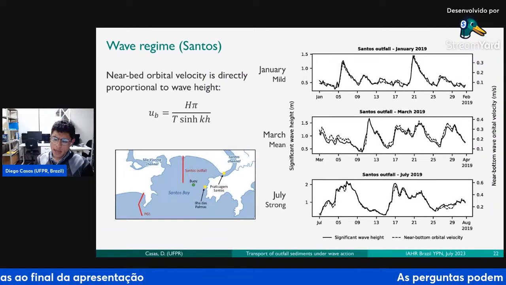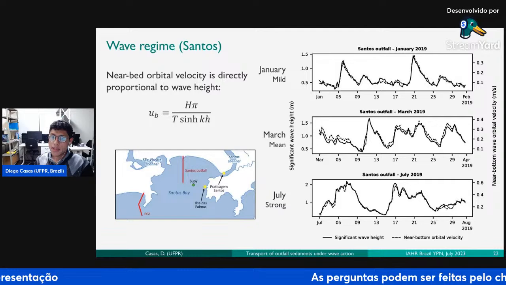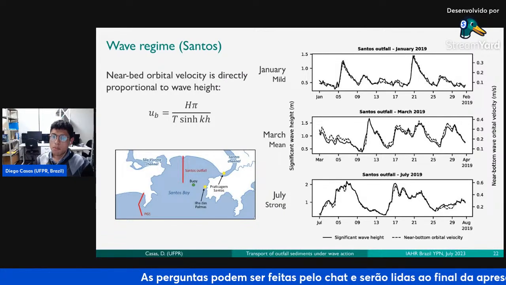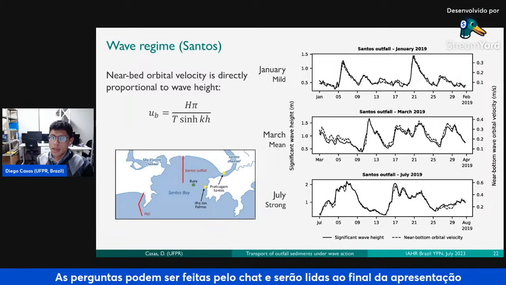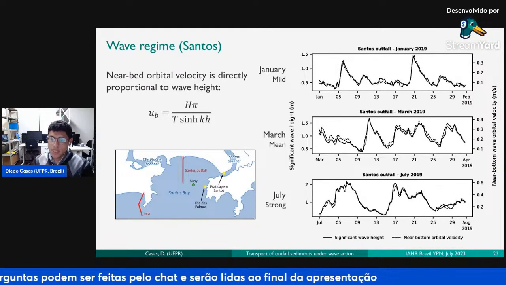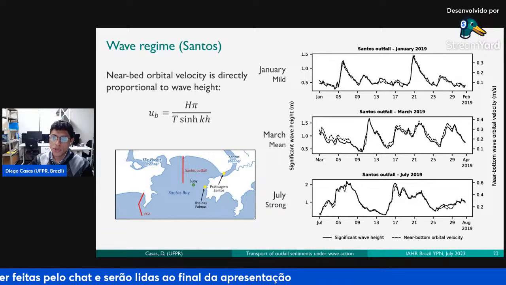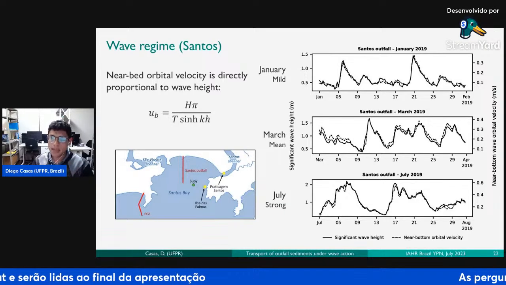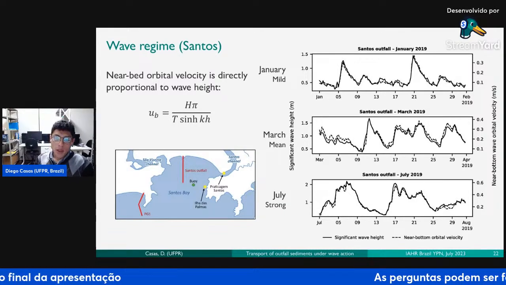So that's why I said that the wave height has the most significant role in the orbital velocity and those wave-induced bed stresses that resuspend and stir up bed sediment.